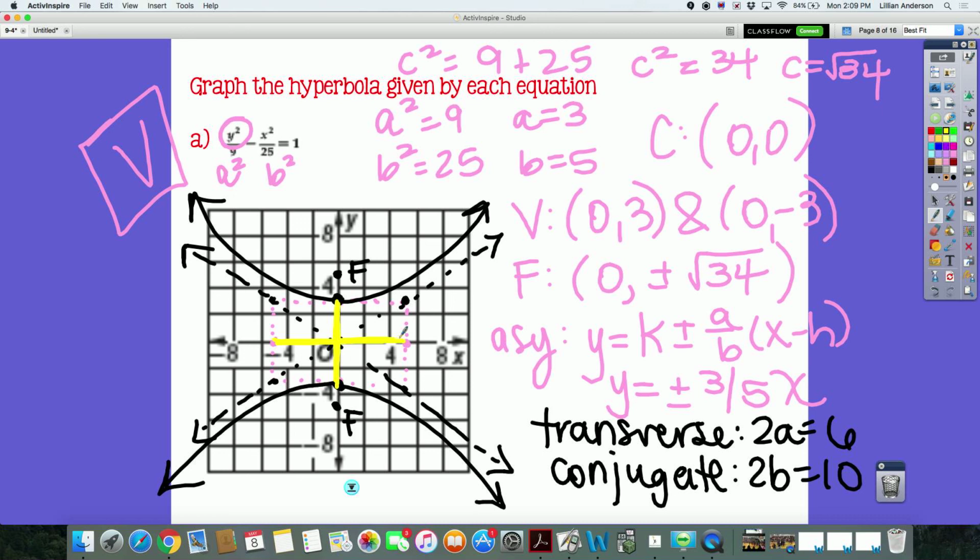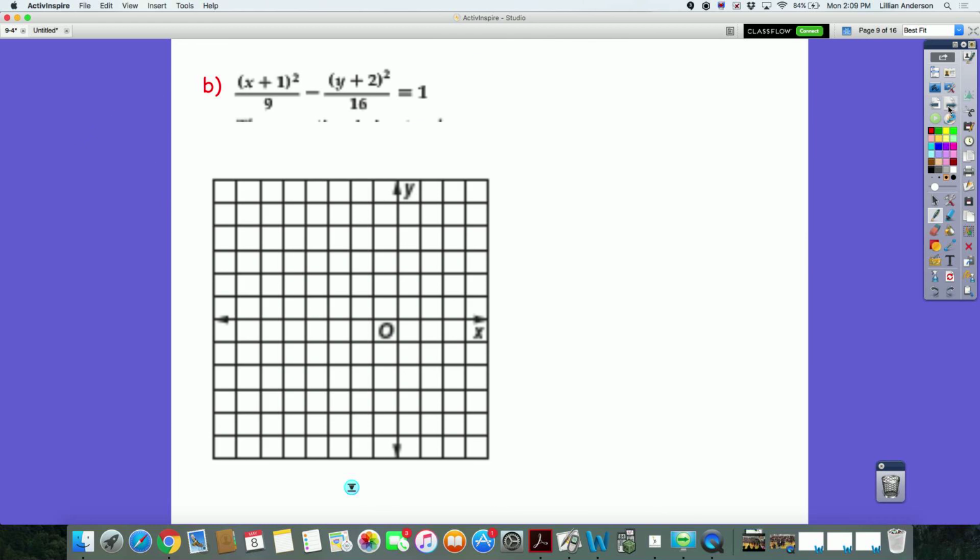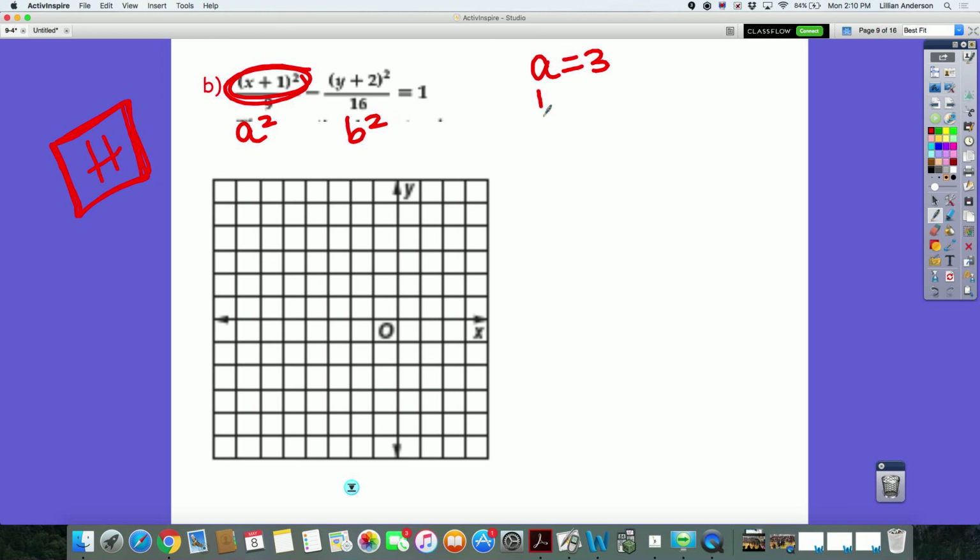All right, let's take a look at the next example. We have (x plus 1) squared over 9 minus (y plus 2) squared over 16 equals 1. All hyperbolas are equal to 1. So from here, let's determine, is this vertical or horizontal? Well, since the x's are first, this is going to be horizontal. Whatever variable is in the first fraction, that is the direction of the hyperbola. But no matter what, a squared is always first, b squared is always second. So that means a will equal 3, b will equal 4.